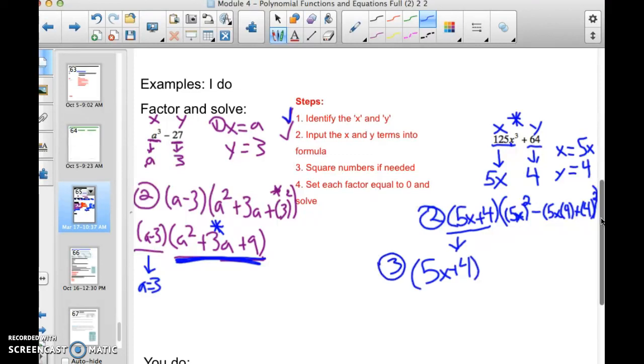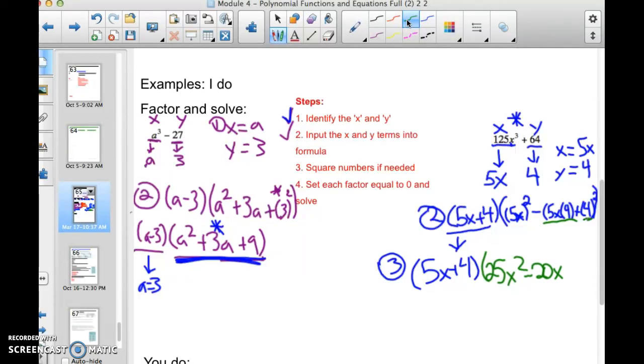This is what is very important to do in this process as well. And this is a mistake that a lot of students make when they're working through this, is they forget to actually do this math. I have two things that I have to raise to the power of 2, and then I also have to do this math right here. So 5 squared is 25. X squared is just x squared. And then this math, 5x times 4, becomes minus 20x.